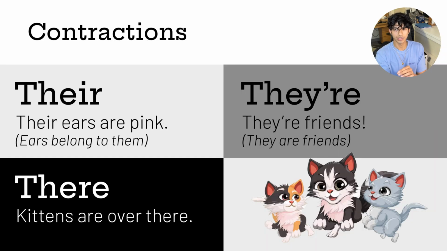All right, pronouns, basically the same thing. Their versus they're versus there. So, their ears are pink. That is a possessive. The ears belong to the cats, right? Their ears are pink. They're friends. They are friends. You wouldn't say their friends, because there's no possessive there. It's they are friends, so you're shortening with they apostrophe re. Kittens are over there refers to a place or a location. So that's a very different kind of there. It's like, it's over there, right? So understand the differences between these. This is definitely going to be a question on your SAT, and it's free points.